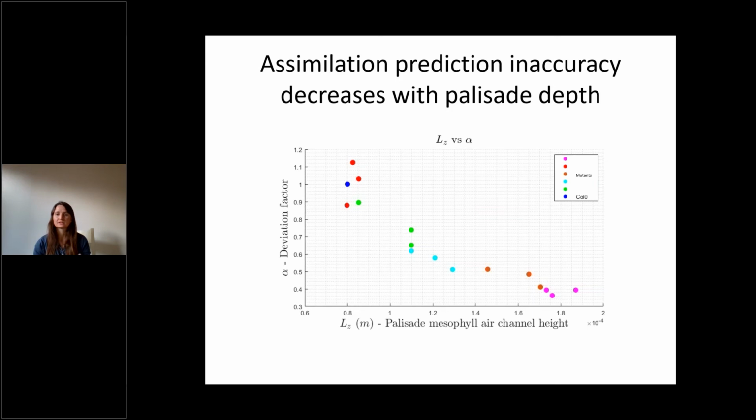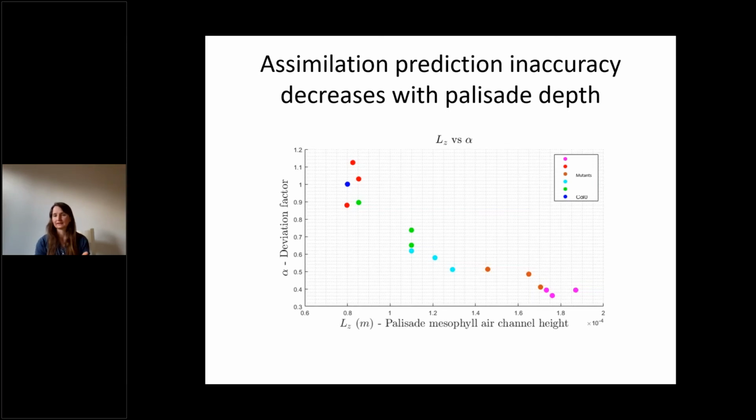And what we found was that leaf depth does correlate quite strongly with this deviation factor. So LZ here, I say leaf depth strictly, it's palisade depth, it's just the depth of the palisade mesophyll that's the parameter here. So this might initially sound circular, but the depth of the palisade is one of the parameters that goes into the model.